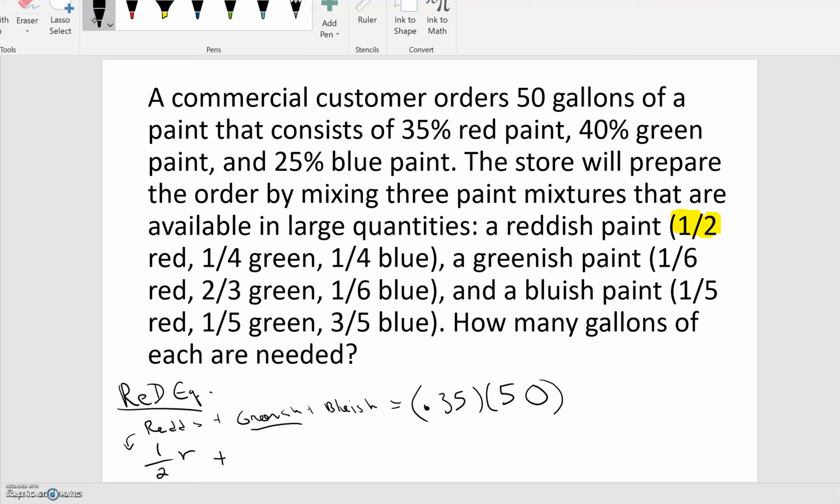And then from the greenish paint, it is 1/6 red. So that's going to be 1/6 G. And then from the bluish, it is 1/5 red. So that's going to be 1/5 B, equals 0.35 times 50. Okay, so that's equation 2. So now I have 2 equations. I need one more.